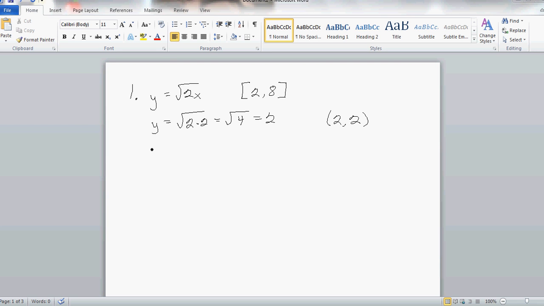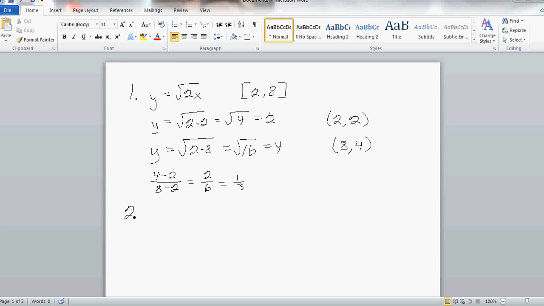Now when we plug in the other value, y equals the square root of 2 times 8, or the square root of 16, which equals 4, then we get the point 8 with the result of 4. Now all we have to do is find the slope. The slope would be 4 minus 2 over 8 minus 2, 2 over 6, which of course reduces to 1/3. So the average rate of change, the slope, is 1/3.